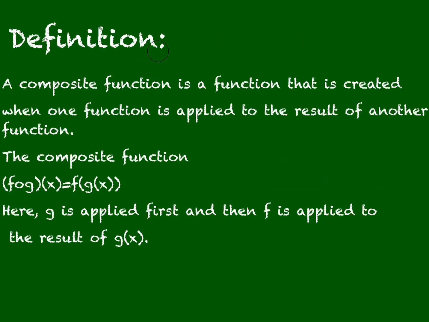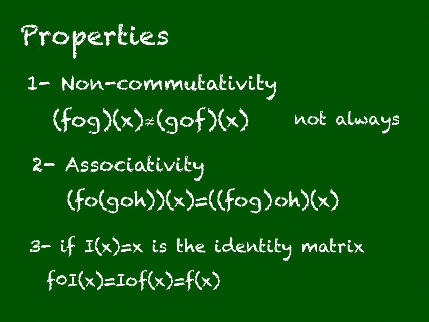Definition of a composite function. A composite function is a function that is created when one function is applied to the result of another function. The composite function has three key properties. First, it is not commutative. F of g is not equal to g of f. There is an associativity and it has an identity function.